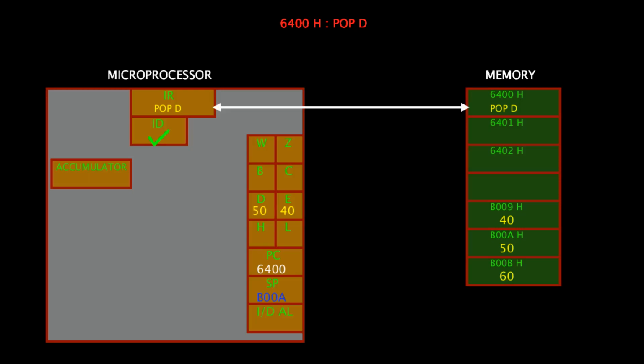After this, the stack pointer gets incremented by 1 and becomes B00B. Then the program counter gets incremented by 1 and becomes 6401.